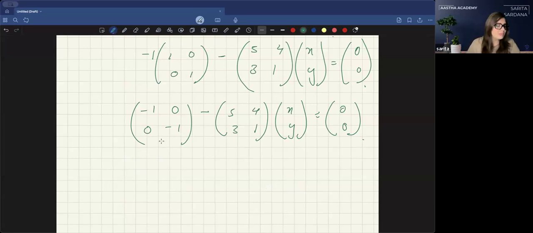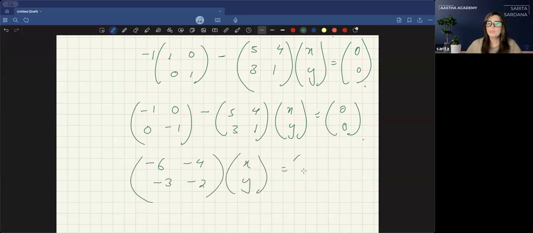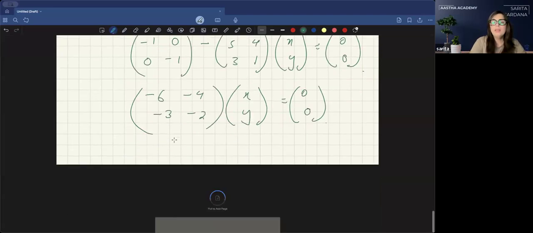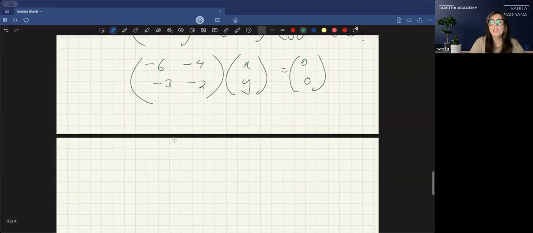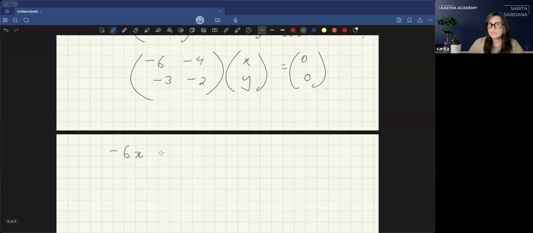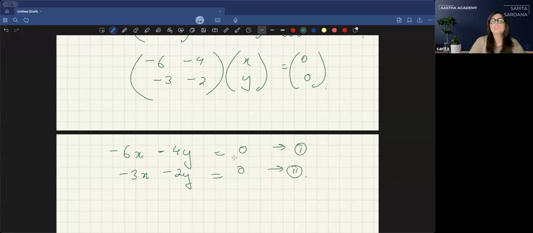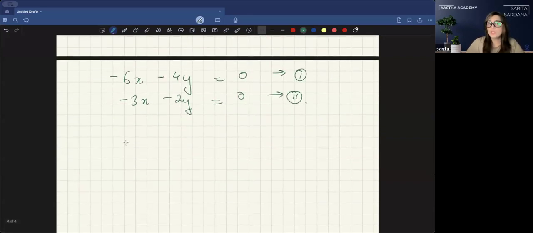Okay. So if we subtract this further, we are going to get minus 6, minus 4, minus 3, minus 2. X and y here is equal to 0 and 0. And the same thing I'm going to do is write the equation. That is minus 6x minus 4y is equal to 0. That's my first equation. Then minus 3x minus 2y is equal to 0. That's my second equation. I'm going to take up any of the equations. Let's just take up the first one. That is minus 6x is equal to 4y. Or I can write minus 3x is equal to 2y.